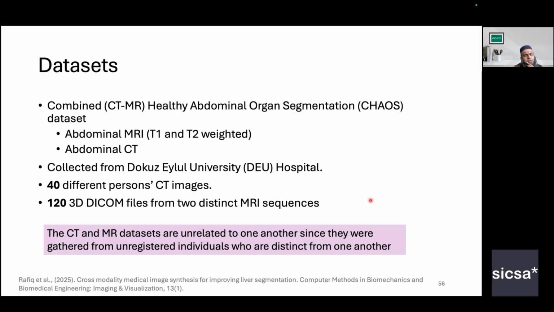Here, in terms of the data set, we use the CHAOS data set, quite a popular data set. It has CT images of 40 different individuals. So we pick those CT images, and it has MRI images as well for different individuals, I guess again 40. Once we pick those 40 cases, we extract. These 40 cases correspond to 120 DICOM files. These are 3D files. We basically extract 2D images from these 3D DICOM files.